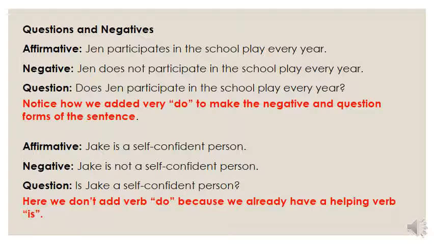Jake is a self-confident person. Jake is not a self-confident person. Is Jake a self-confident person? Here, we don't add the verb do because we already have a helping verb, is. So when you have a helping verb in the sentence, there is no need to add the verb do to form a question form and a negative form of a sentence.